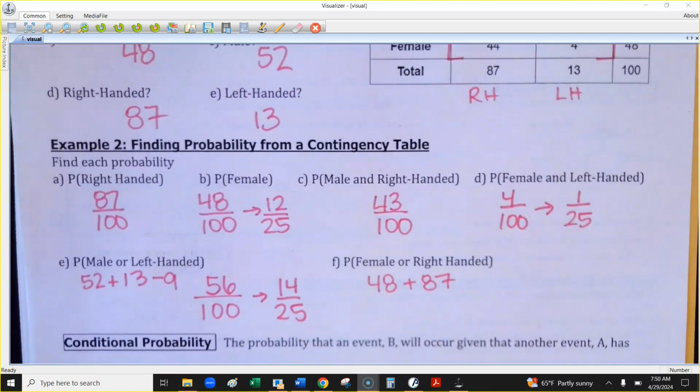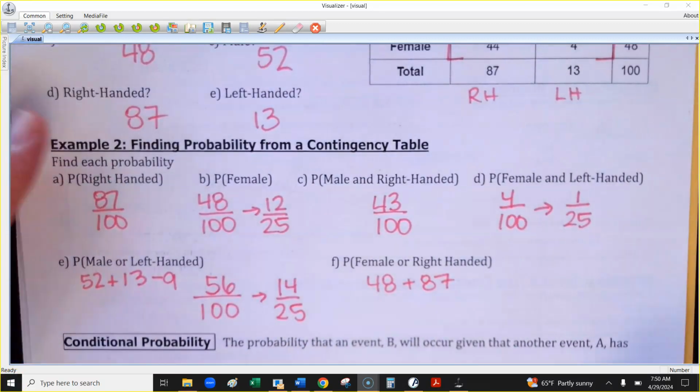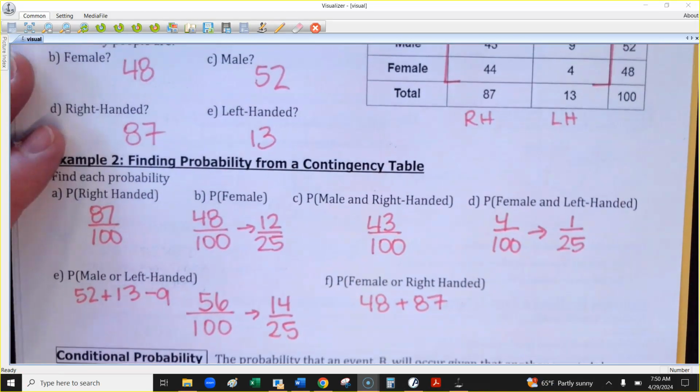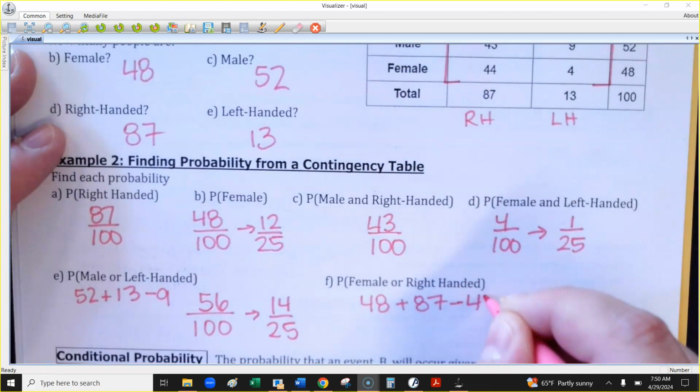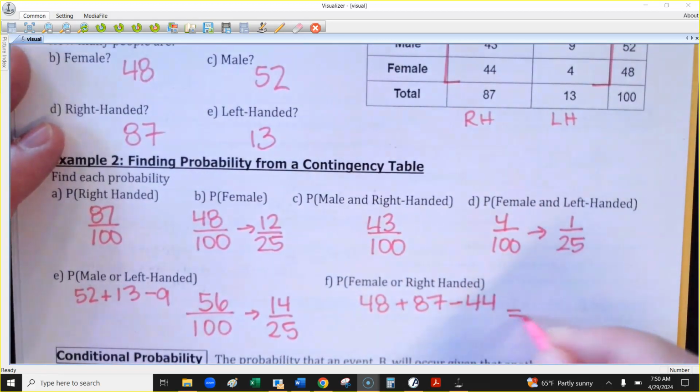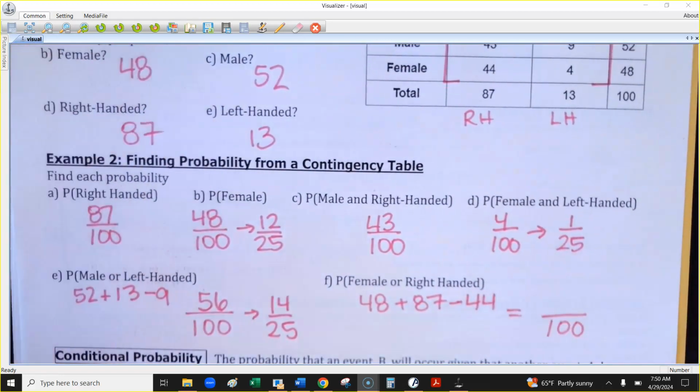So when I counted the female and the right-handed, you're counting these 44 people twice because they fall into both categories. So I'm going to subtract that off and then divide over 100 to get my probability. You guys are probably already done with this. So let's see, you should get 91 over 100, and that's not going to reduce. Is anybody having a question?